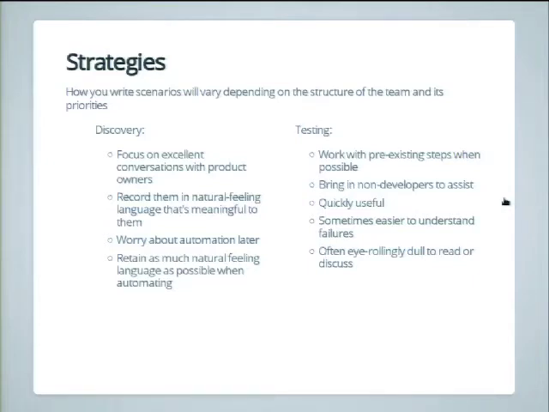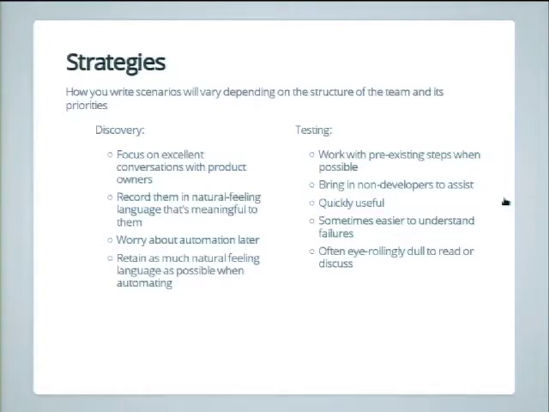And you don't even necessarily have to take that part forward as a developer. Those can be super quickly useful. They're sometimes easier to understand failures because you can see from the language file exactly what needed to be clicked. So if you have QA people who are going to look at a test failure who aren't necessarily PHP savvy, they can easily see what was going on and where what was expected and what didn't happen. But they're often really eye-rollingly horrible.